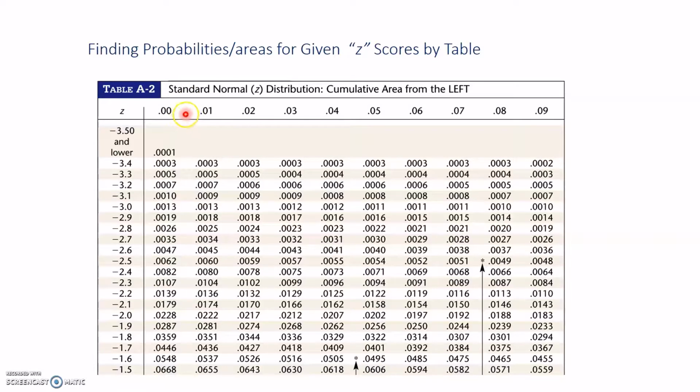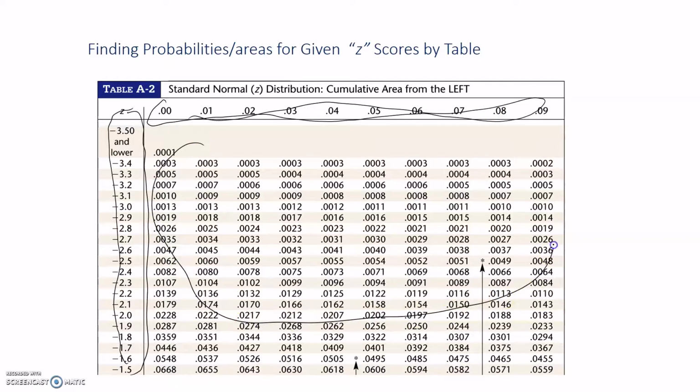For understanding purposes, I have divided this table into 3 parts. Just please pay attention to that. What are those 3 parts? The first one is this column, the extreme left column. The second part is this top row. And the third part is the body of this table. The extreme left column contains the z-score, the top row contains the decimal, the hundredth position, and the body of the table contains the area.